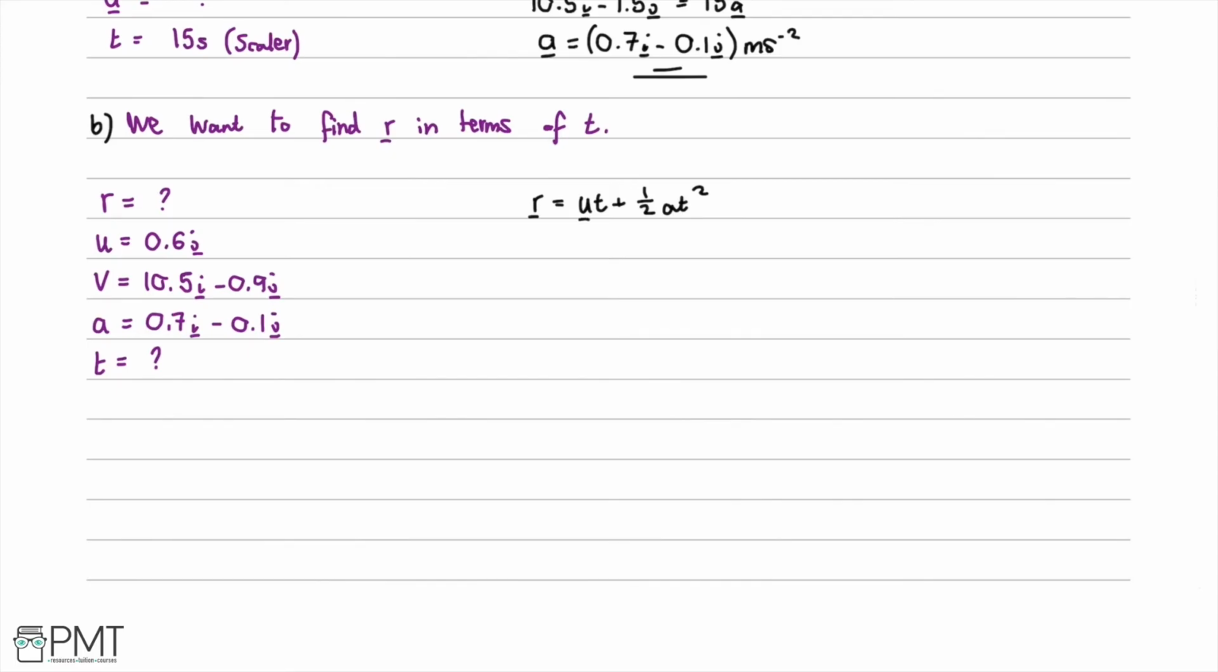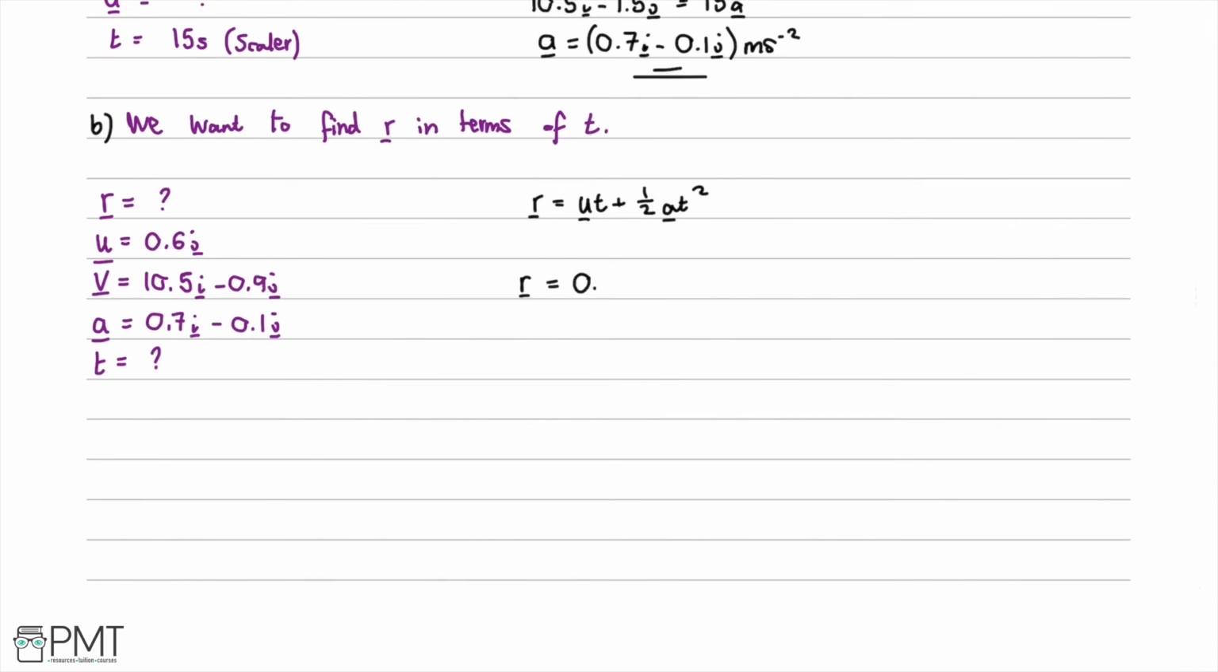So as we can see here, we have an equation which has r, our displacement, it has t, and then we also have u and a. So this means we can work out an expression for r in terms of t. So all we need to do now is substitute our values in.